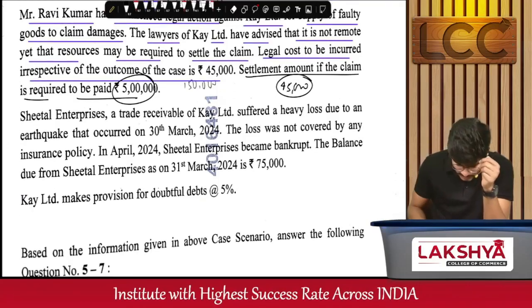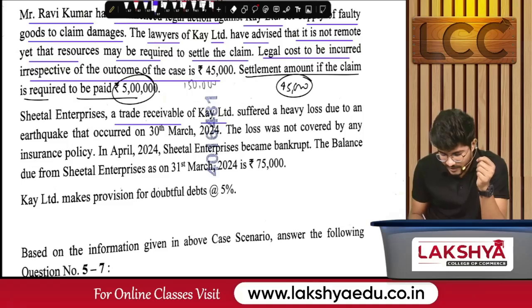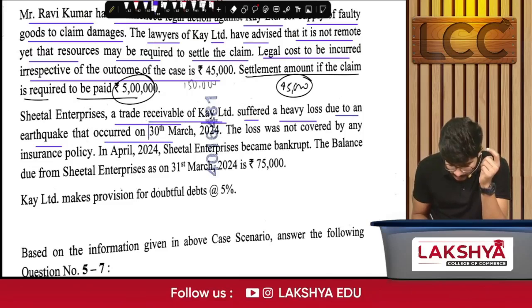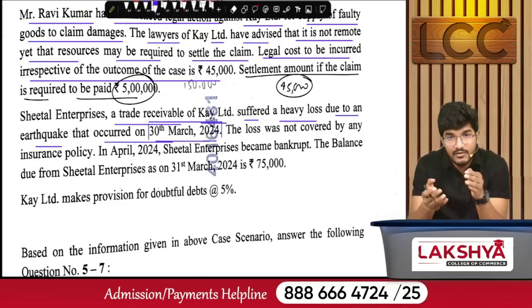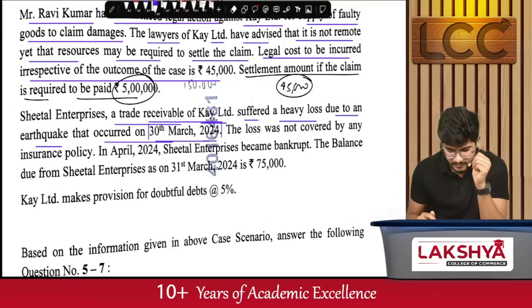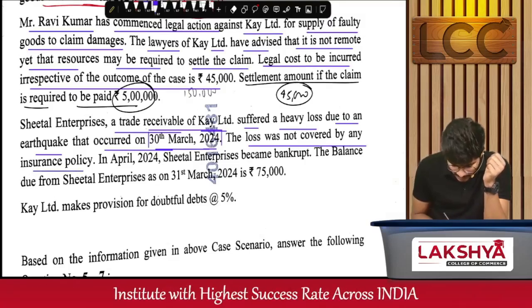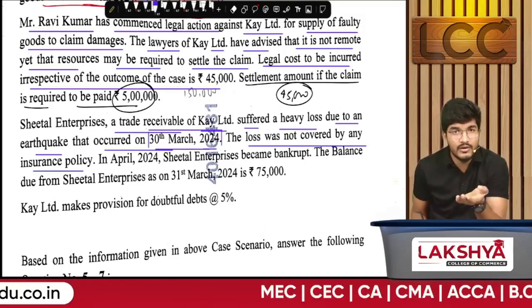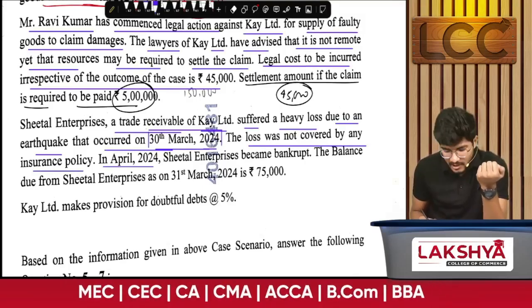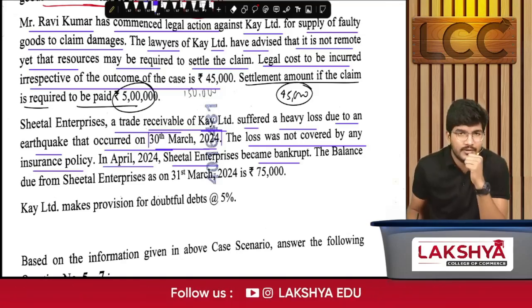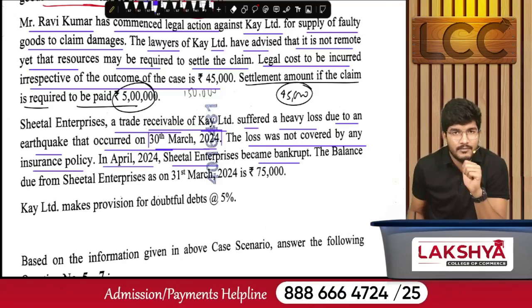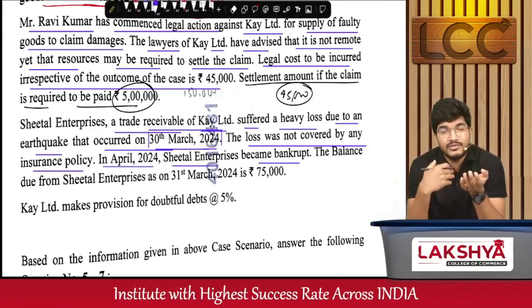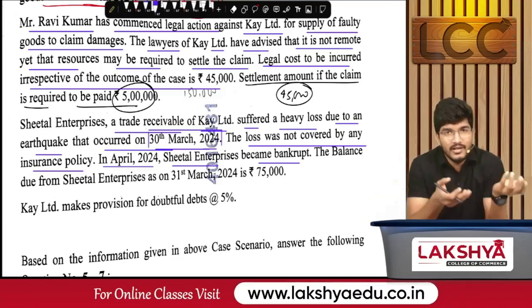Now, Sheetal Enterprises, a trade receivable of K Limited, suffered a heavy loss due to an earthquake that occurred on 30th March. So the earthquake occurred just before the financial statements date, the balance sheet date. And the loss was not covered by any insurance policy. That signifies a possibility of the customer becoming bankrupt or insolvent. So as a result, in April 2024, Sheetal Enterprises became bankrupt. If the customer becomes insolvent, the amount that the company sold on a credit basis will not be recovered by the company, right?